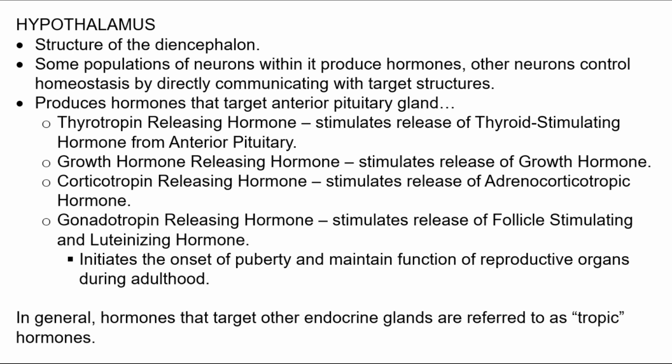And finally, gonadotropin-releasing hormone stimulates the secretion of follicle-stimulating hormone and luteinizing hormone from the anterior pituitary. The release of these 2 hormones initiates the onset of puberty, promoting the maturation of reproductive structures, in addition to maintaining normal function of those reproductive organs during adulthood. All of the hormones of the hypothalamus are tropic hormones, which is a type of hormone that targets another endocrine gland. As we will soon see, most of the anterior pituitary hormones are also tropic hormones.